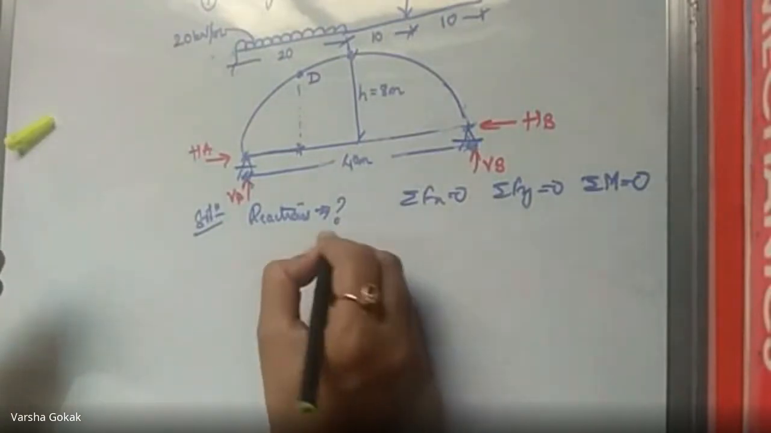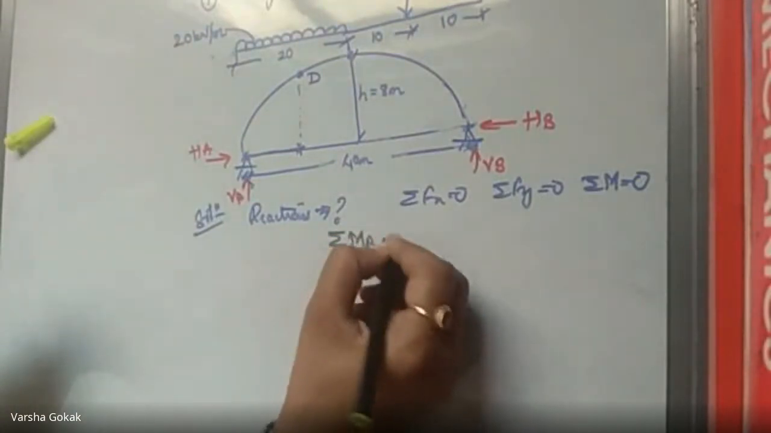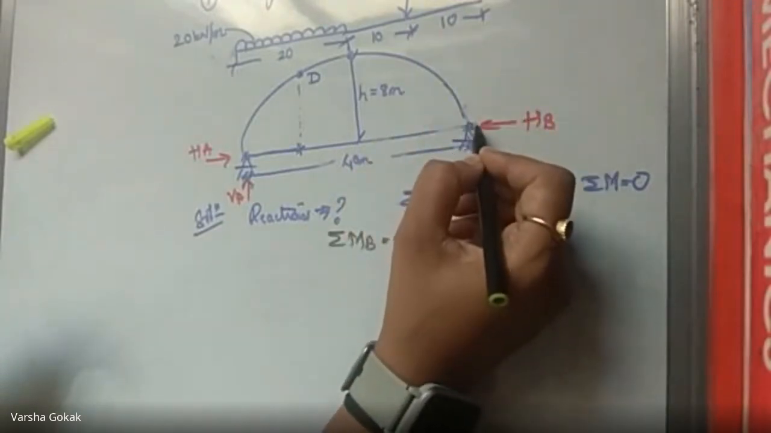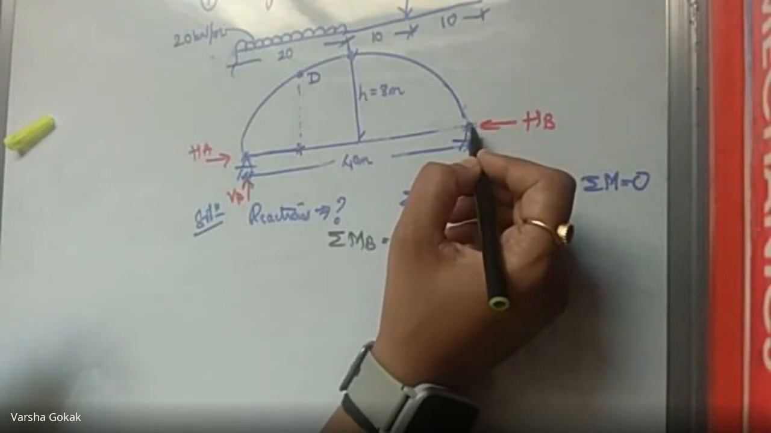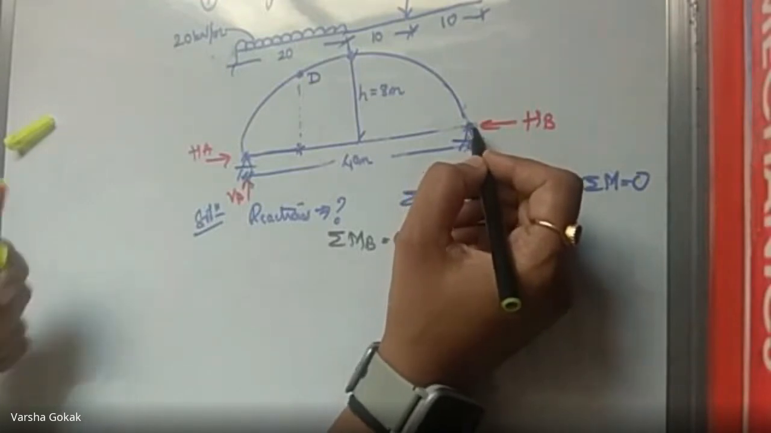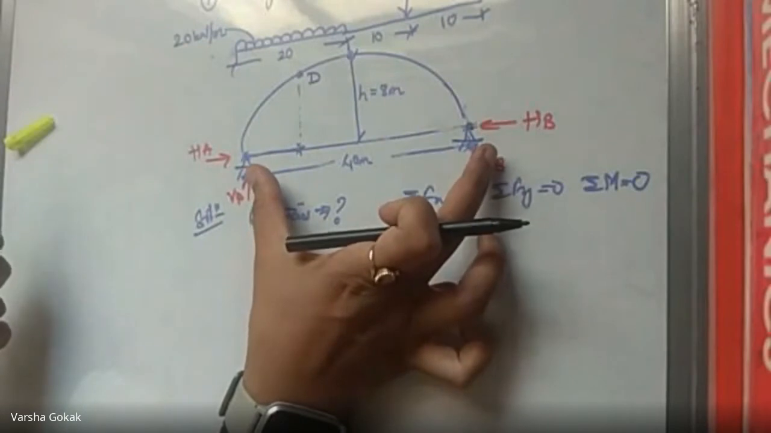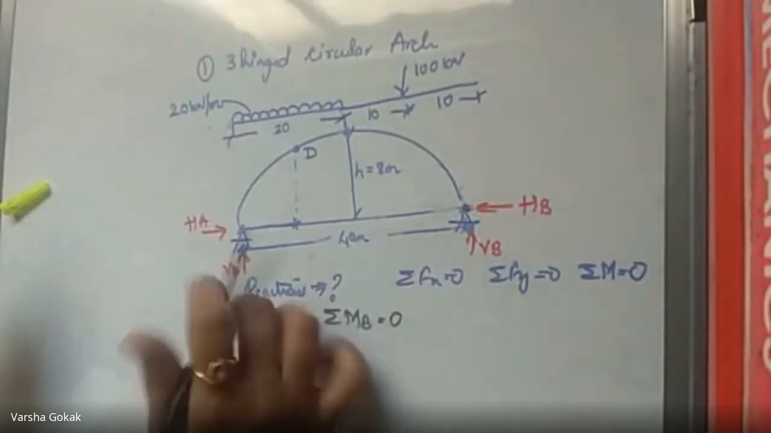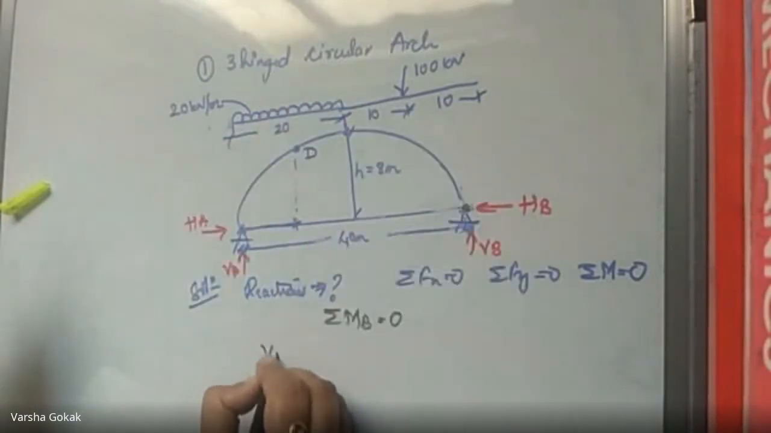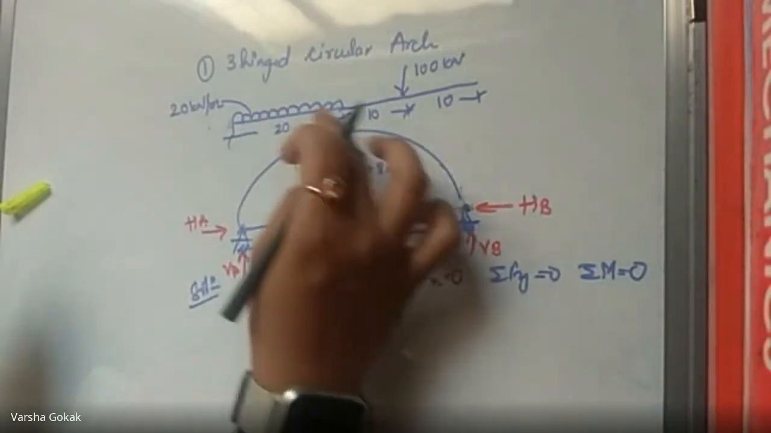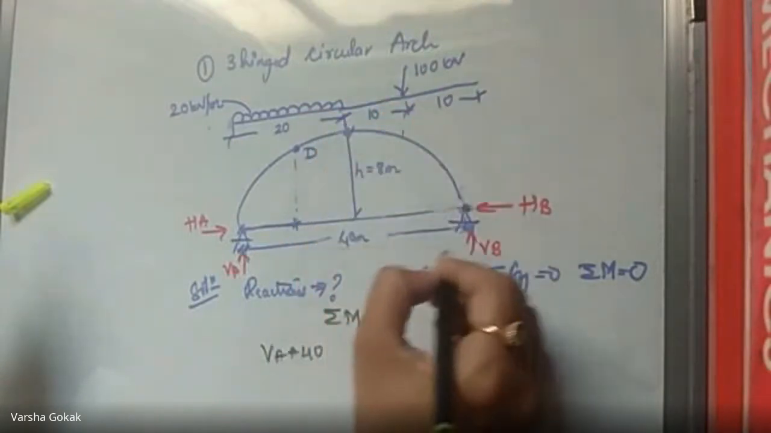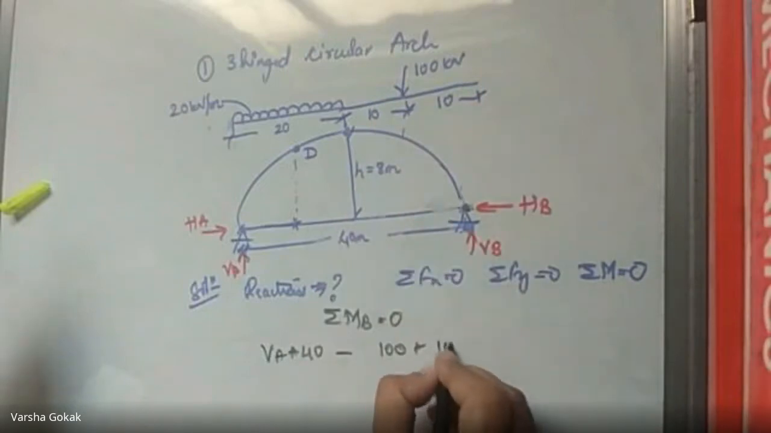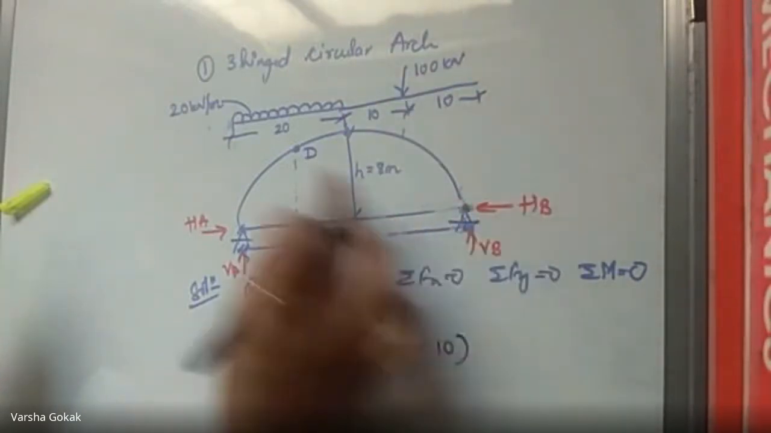After this, let us take moment of all the forces at point B and equate them to 0. Moment at point B means here. When I'm taking moment at this point, what all are the values that are going to come? I'll have VA into 40. This is going to be in a clockwise direction. Then I have this 100 kilonewton which will come down like this and go anti-clockwise. So minus 100 into this distance, which is 10, minus 100 into 10.